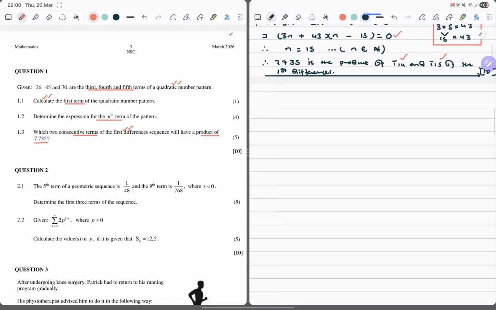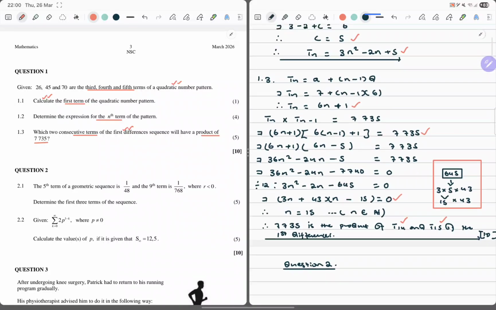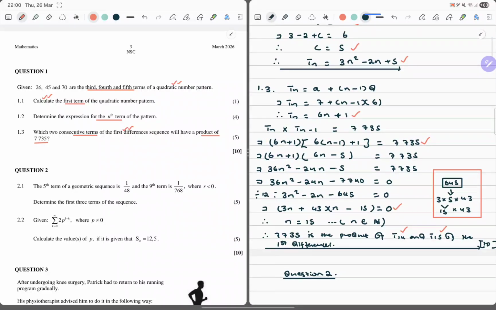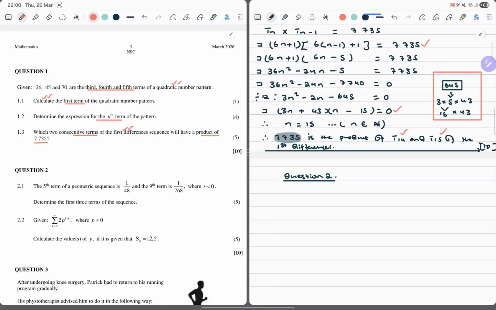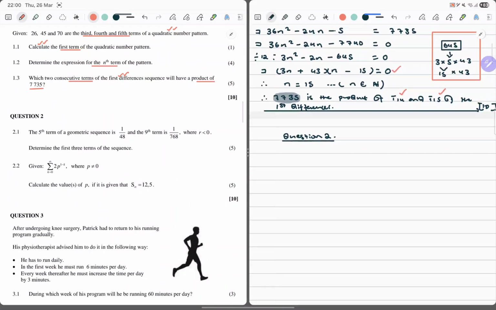Question 2. And by the way, one can look for term 15 here and term 14 and multiply them together and see if the answer is the same. So that sometimes is another way of checking if your workings are doing the things they're supposed to do.